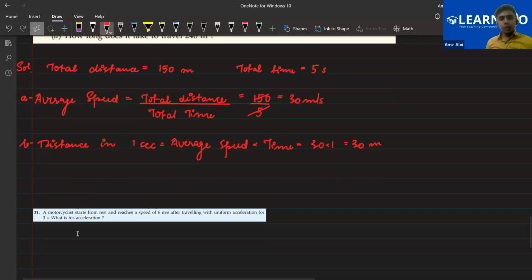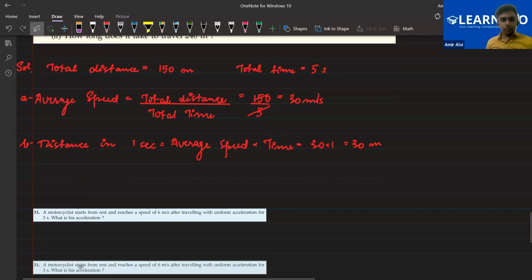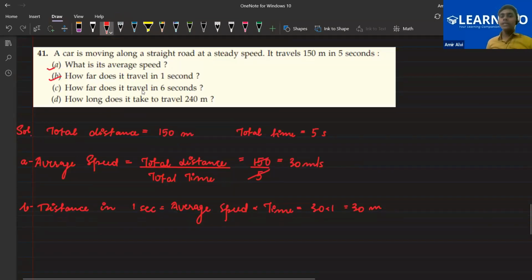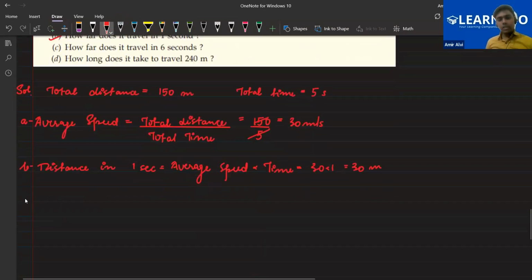Now we have got the second one. Now it's time to calculate the third one. How far does it travel in 6 seconds? Same thing, just now 6 will be multiplied instead of 1.